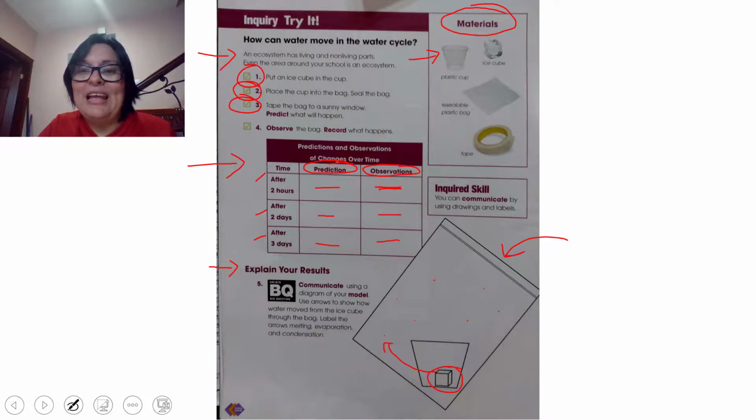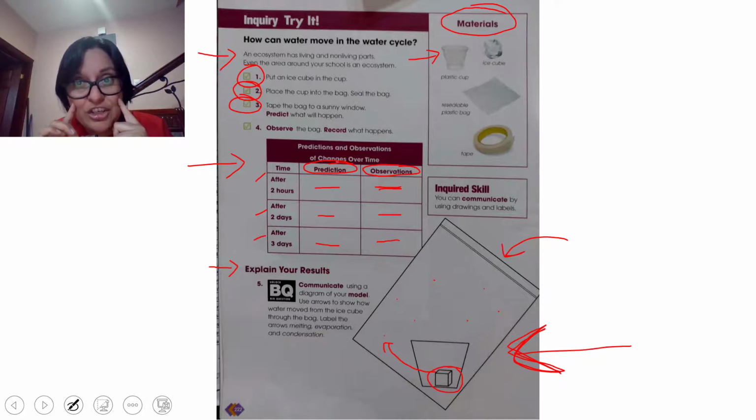So the idea with this is that you have to make like a water cycle model inside the bag, but you are not going to write or draw the arrows in your bag. You are going to do it in here, in this picture that you have in here, with the observation that you do with the bag.